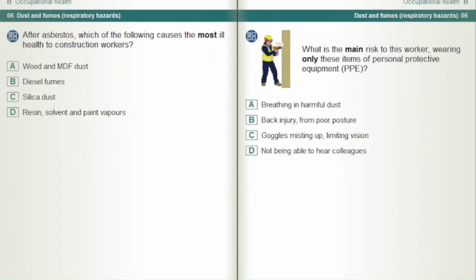What is the main risk to this worker wearing only these items of personal protective equipment, PPE? Breathing in harmful dust, back injury from poor posture, goggles misting up, limiting vision, not being able to hear colleagues.